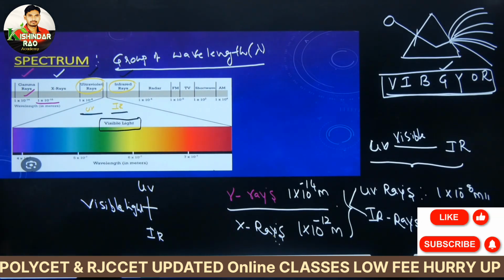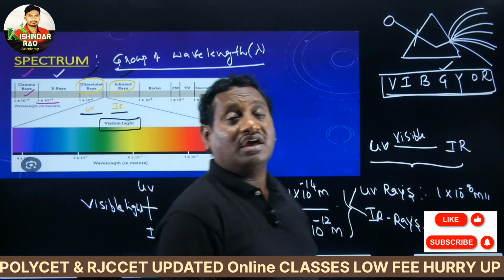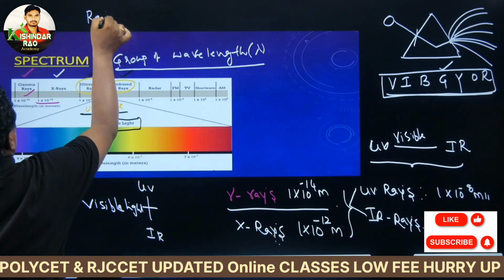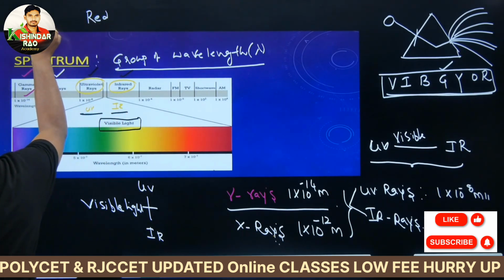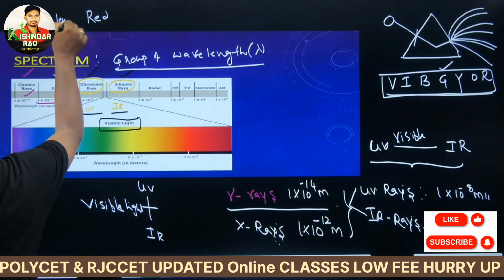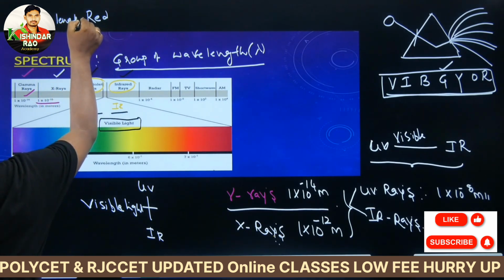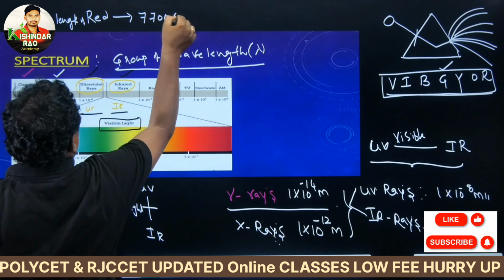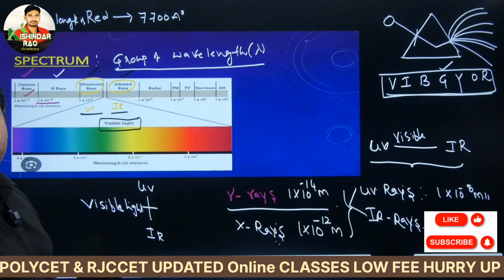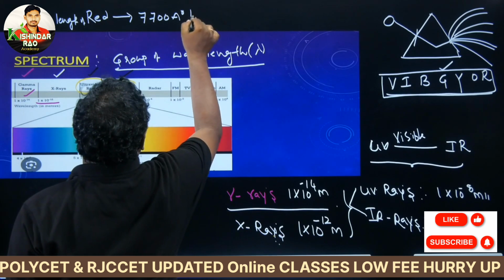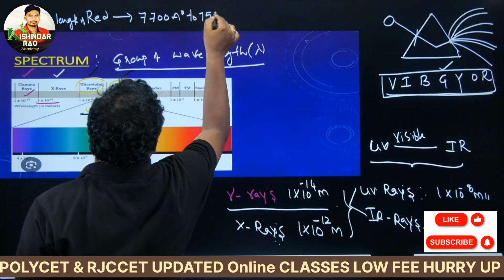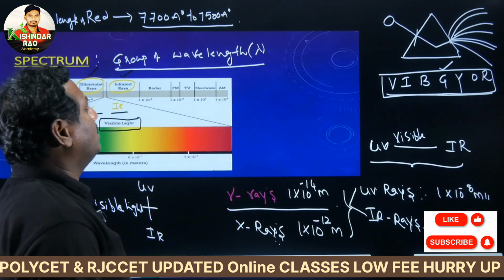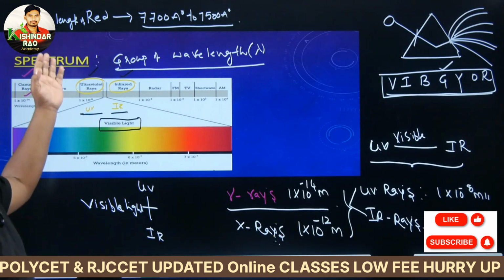Now the spectrum means a group of wavelengths. For the wavelength of red color, the highest wavelength, red. Very, very important, sir. Wavelength of red color is 7700 angstroms. The unit of wavelength is angstroms. Please remember, 7700 angstroms to 7500 angstroms. That is the wavelength of the red color.